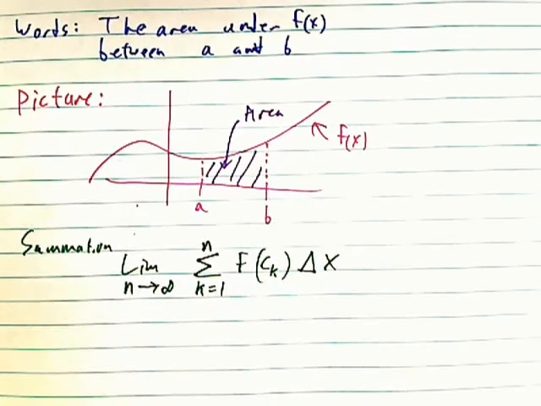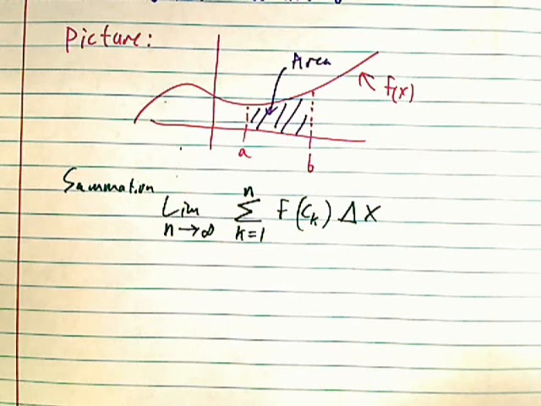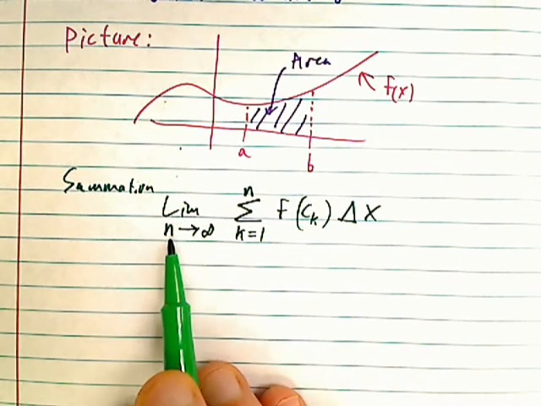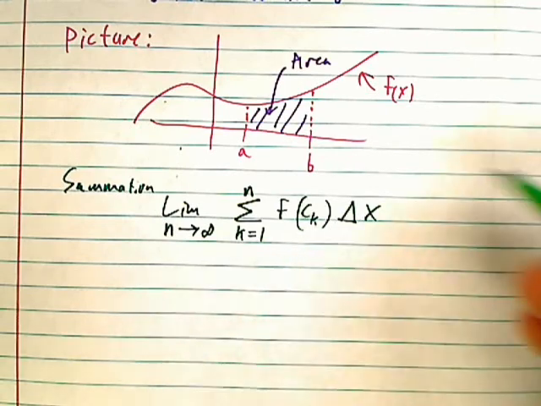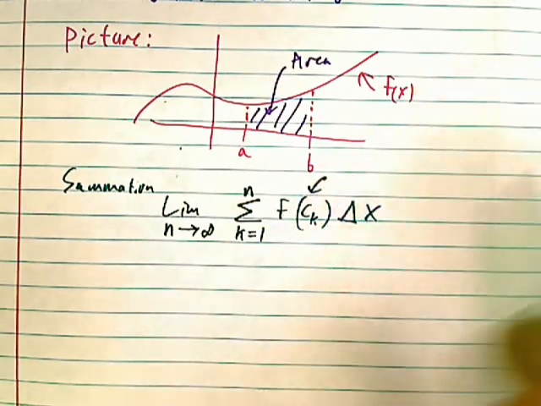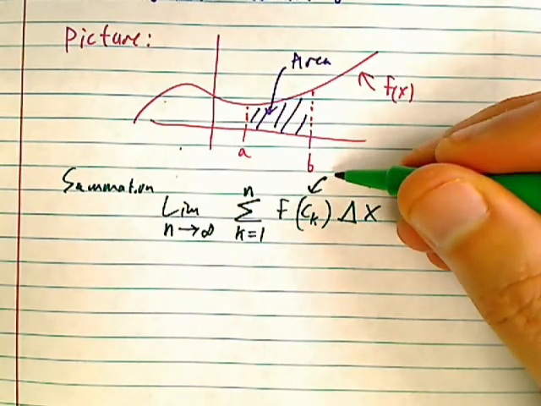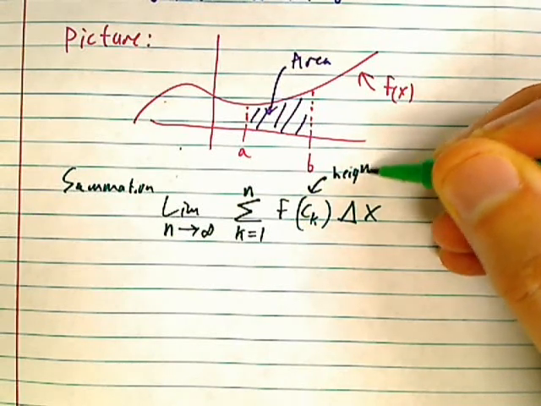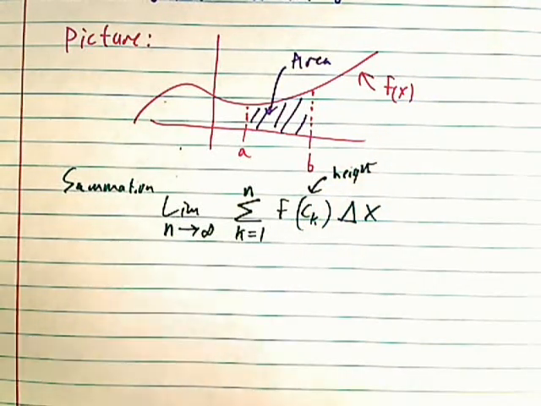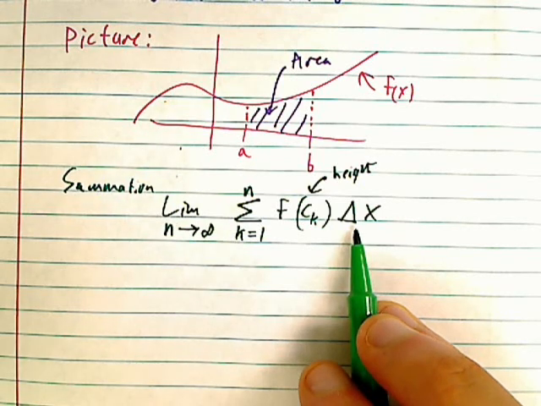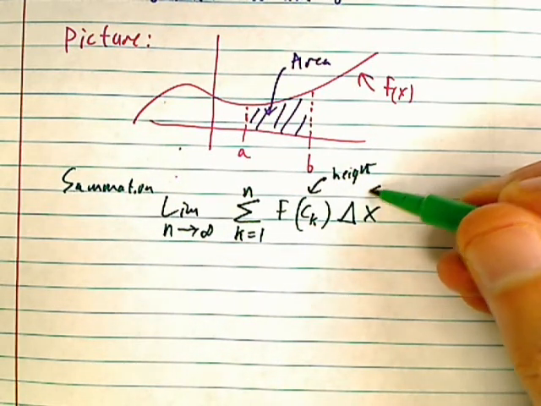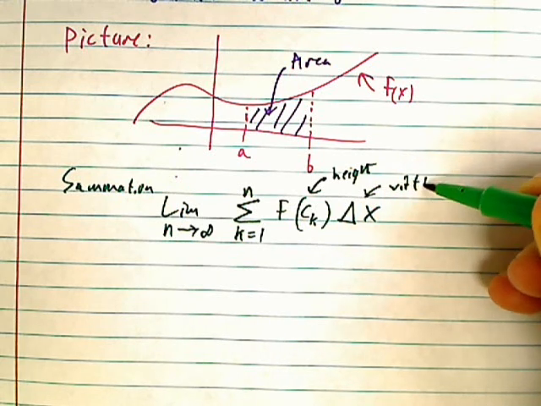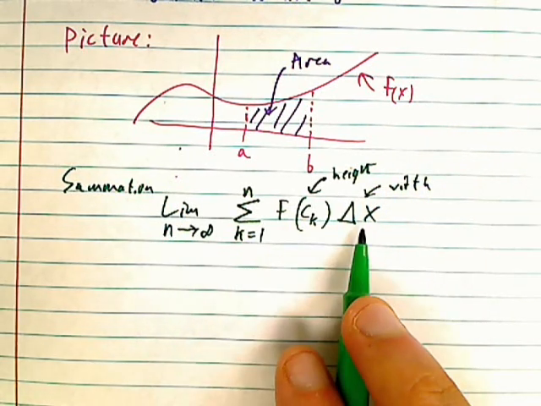Okay, and you're probably screaming at me, what does this mean? This is all foreign and odd. Well, basically, this is talking about our rectangles. This is the height of the rectangle, the function value. And this is the width of the rectangle, the change in x. And we usually pick those rectangles so they have the width of 1. But this is the width. So the height and width of the rectangle.